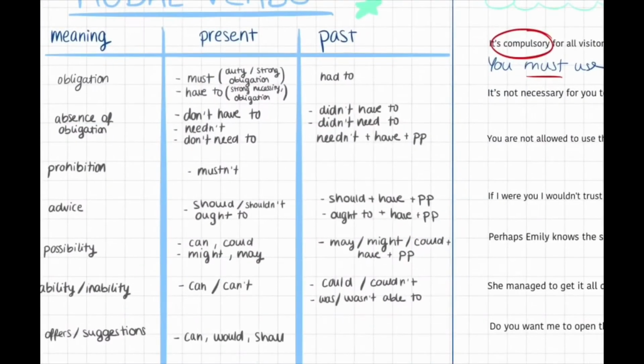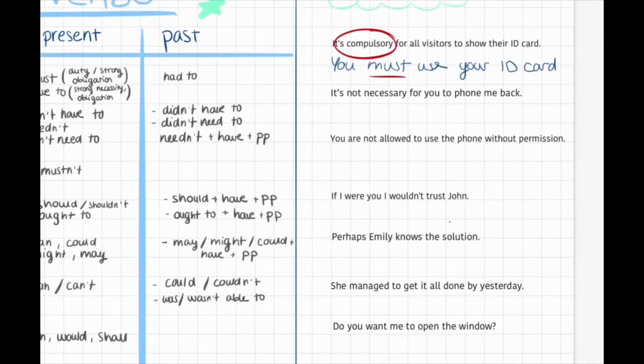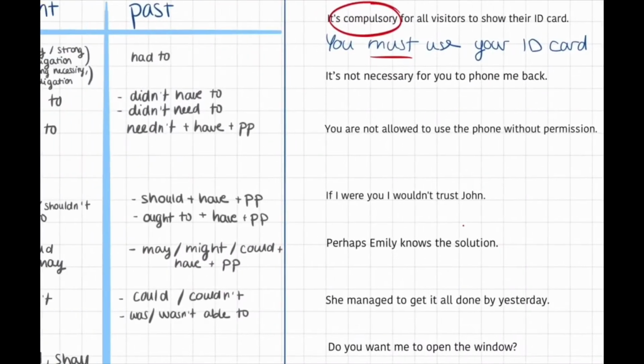Okay, the next one is absence of obligation, so the contrary of the previous one. So we use don't have to instead of have to, and needn't or don't need to, but I think the most used is don't have to, so I would probably use that one. And in the past, didn't have to, didn't need to, and needn't plus have plus the past participle, so the third column.